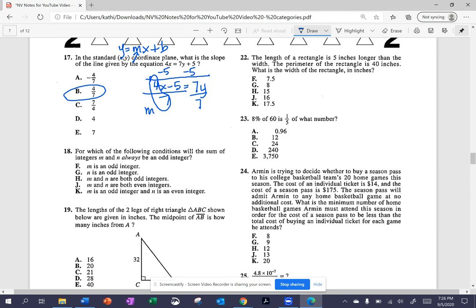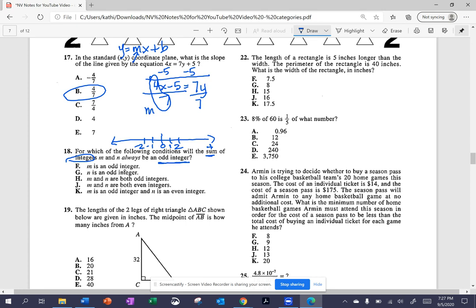18. For which of the following conditions will the sum of integers m and n always be an odd integer? So this is just vocabulary. Integers are the number line. So it is all the positive and negative numbers and their opposites. So I'm looking for when I add them together, it'd be an odd. So sum is adding. I have an odd integer.